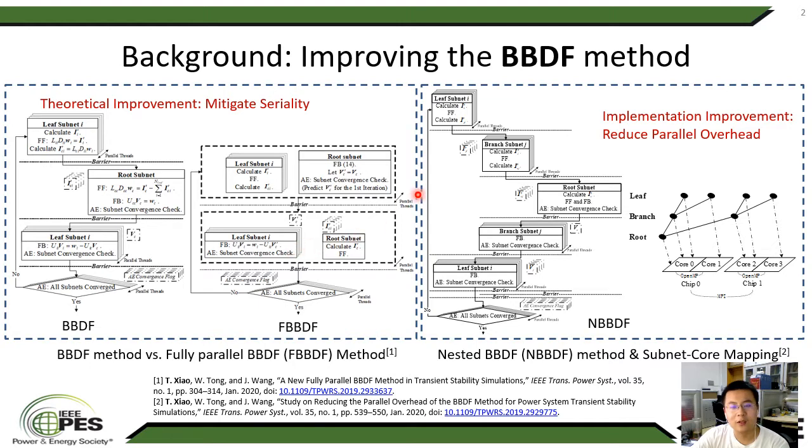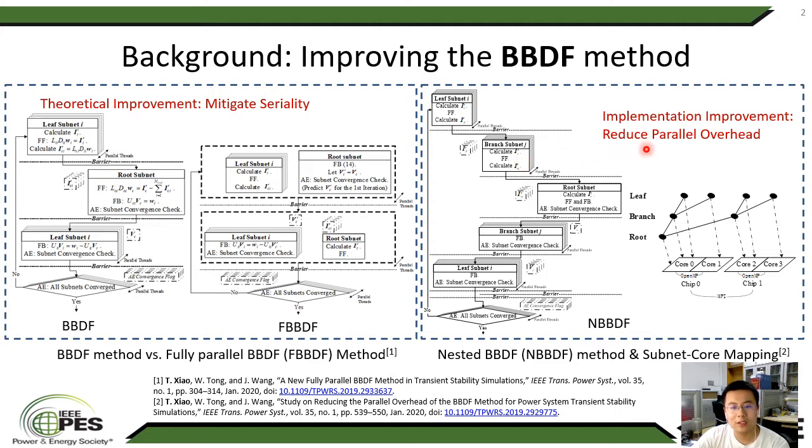On the other hand, parallel overhead has not been well studied in the research field of power systems. In the workflows, we can see barriers. They mean multiple threads must synchronize here. The dot-dashed boxes show the memory sharing and copying around threads. These actions will cause parallel overhead. How to reduce the parallel overhead is the implementation issue in the BBDF method.